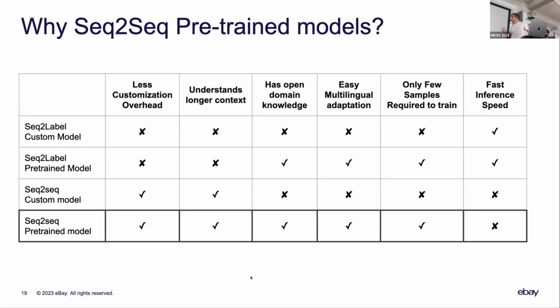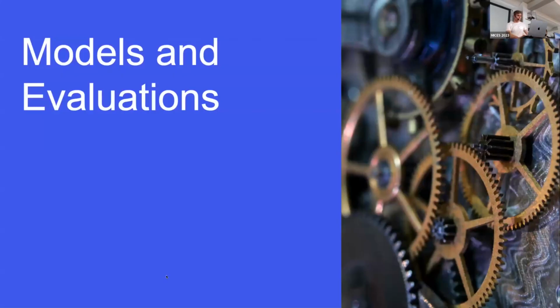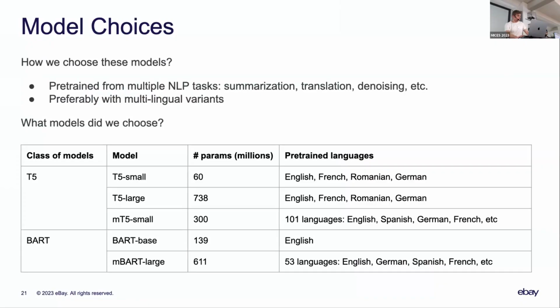Considering all of the above, despite the bad inference latency, we decided to go further with fine-tuning pre-trained sequence-to-sequence models. So what models did we take? There are plenty of different sequence-to-sequence pre-trained transformers. We decided to take T5 and BART. You probably heard about them.